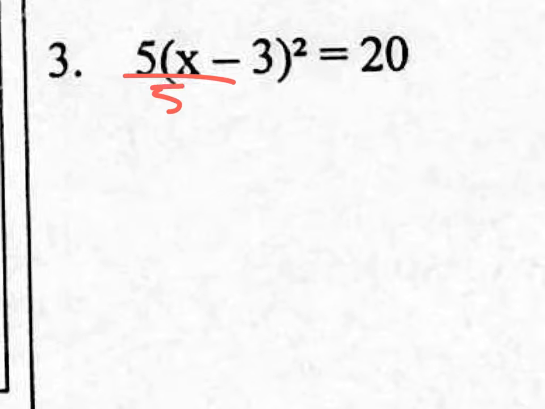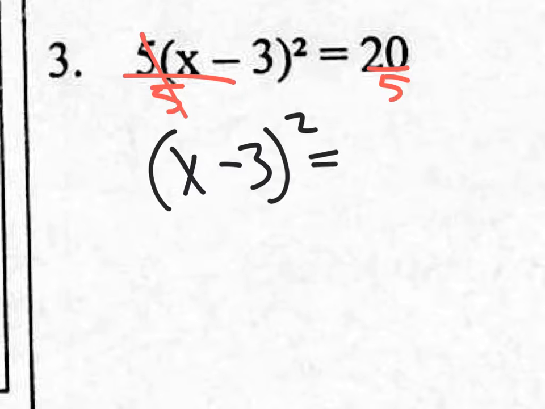Now you could go that first route that you guys just mentioned, but let's start by dividing by 5 on both sides. That way the 5 cancels out. You'll have (x minus 3) squared left over, equals what? Equals 4.